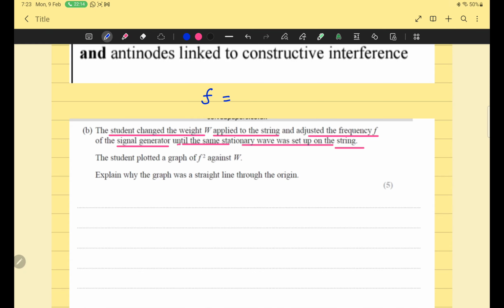I have taught you this formula, n upon 2l under root t upon mu. And you know, in this question, the tension is replaced by weight. So if you are changing weight, we are interested, when we change weight, we have to change frequency to produce the same number of loops in the string.